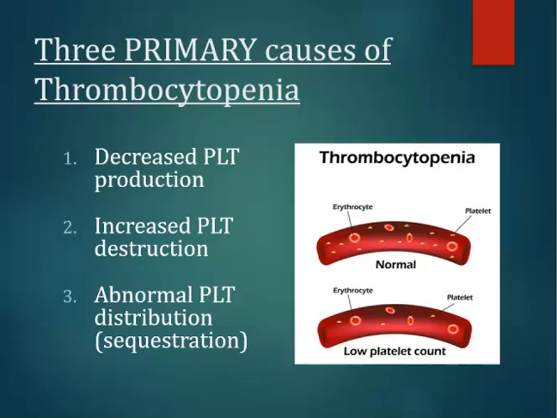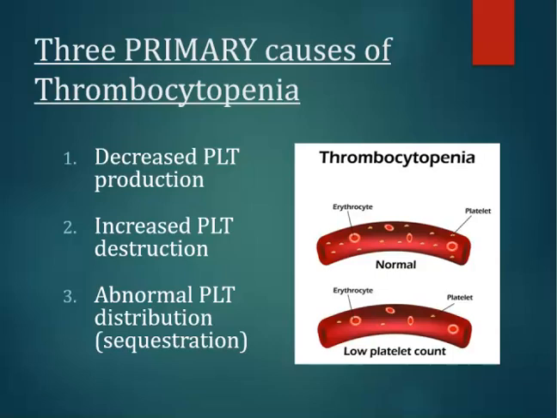So what are some primary causes for thrombocytopenia? First is decreased platelet production, so you end up with not as many platelets as you need. Second is increased platelet destruction by the body. Third is abnormal platelet distribution, where they're sequestered in the wrong place in the body. Remember, your normal platelet count is 150,000 to 450,000 per microliter, and thrombocytopenia would be much lower than that.